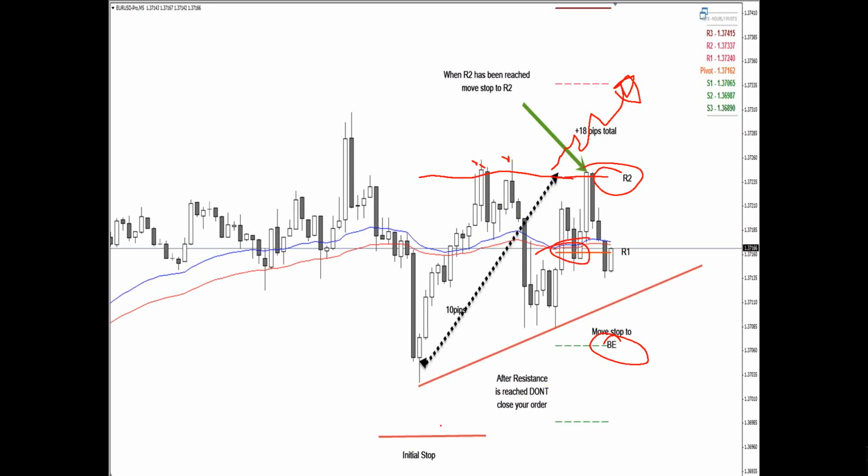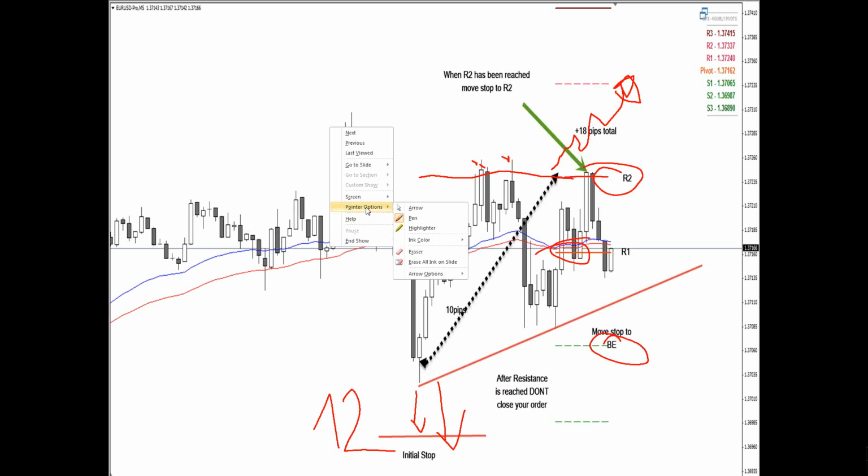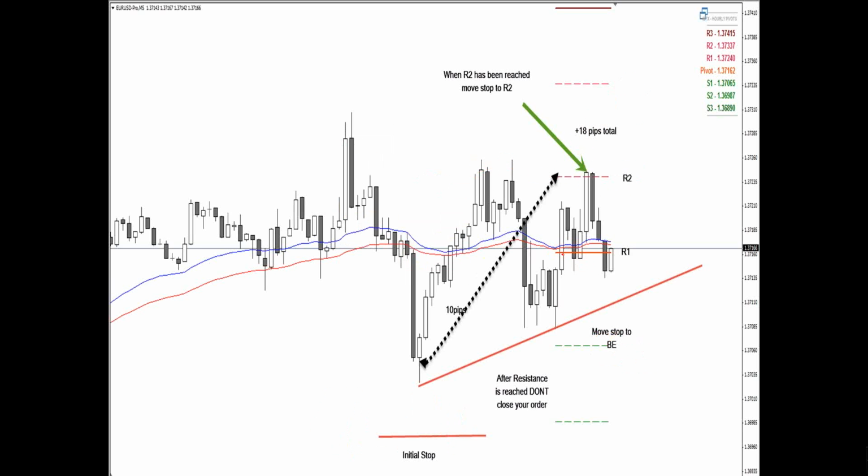And you basically started with this initial stop. And now think, what does that mean? Think about it. Let's say that your stop loss was 12 pips, okay? You went for a 12 pip stop loss for a 10 pip target initially, right? Because you saw this resistance as the first target.